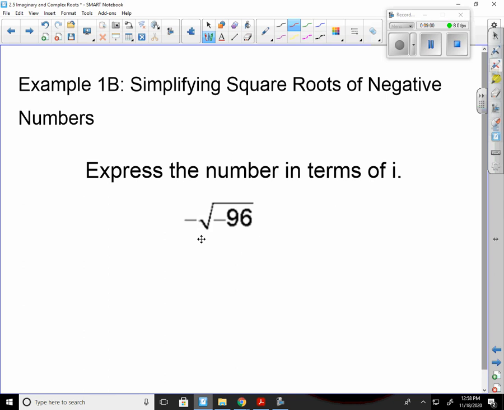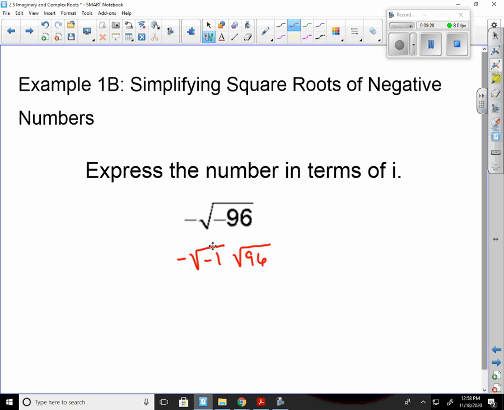All right, so what's the first thing we would do here? We just make it negative 1. So we're just breaking the negative 1 up from the 96.